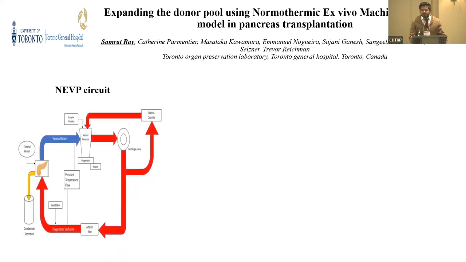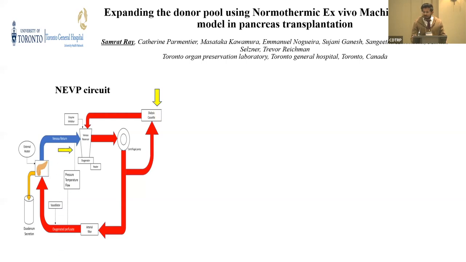This is the normothermic ex vivo pancreas perfusion circuit that we use, which comprises an organ chamber that ensures normothermia, an inflow and an outflow system, and basically a replication of the neonatal S3 bypass cardiopulmonary circuit that we usually use in the clinical setting, and also a dialysis cassette comprising the hemodialysis filter. And this all forms the normothermic ex vivo pancreas perfusion circuit.